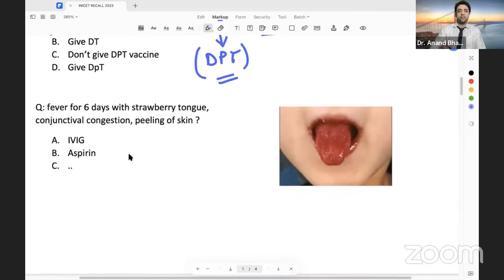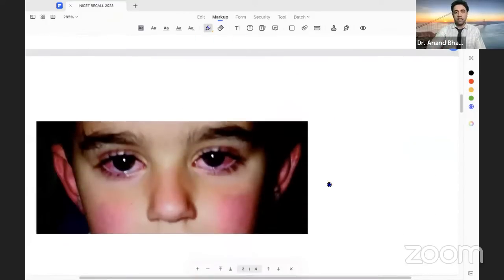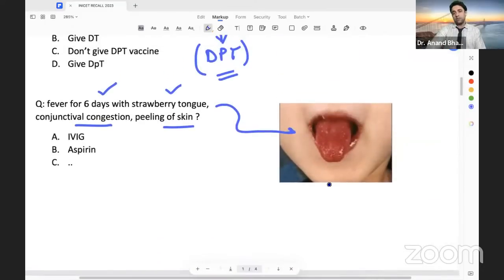Next question: fever for 6 days with strawberry tongue, conjunctival congestion and peeling of skin. Randomly, this question was fever for 6 days with strawberry tongue. One of my juniors, Dr. Divya from Vijayawada, told me something like this came, and there were multiple pictures: the strawberry tongue, the conjunctival congestion, and also peeling of skin.